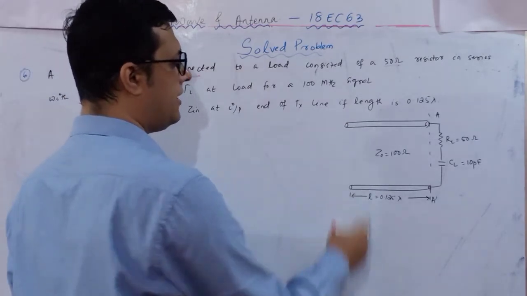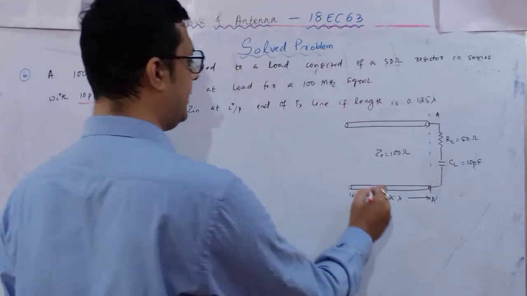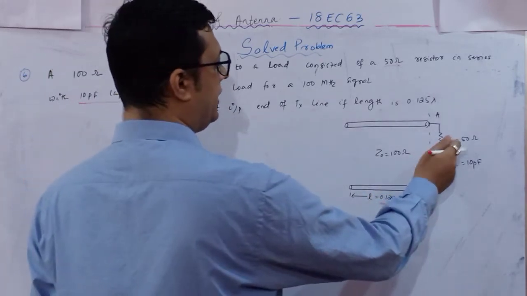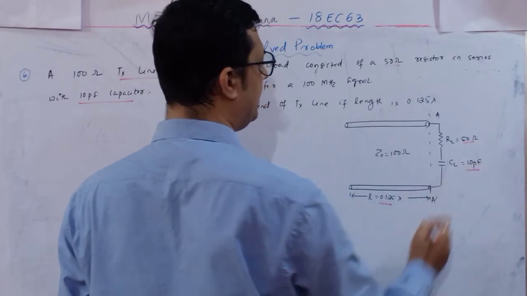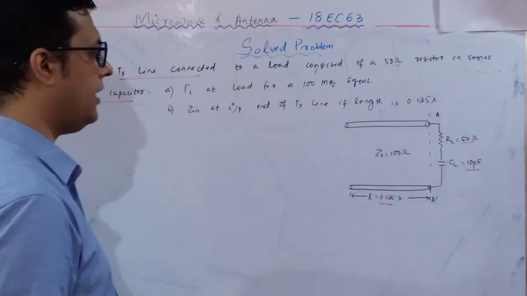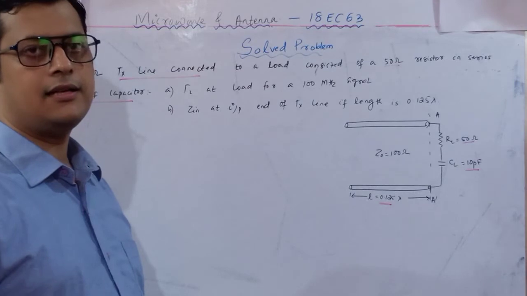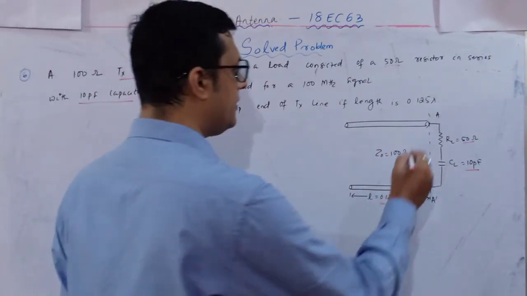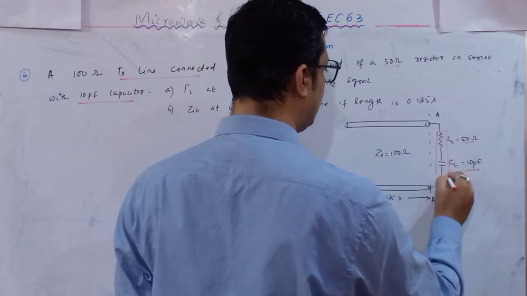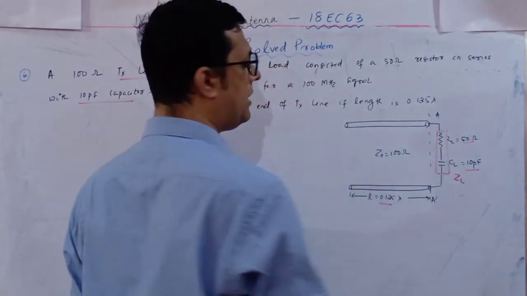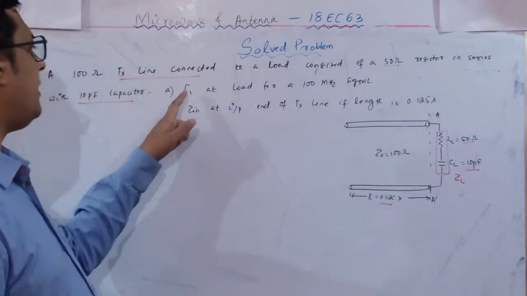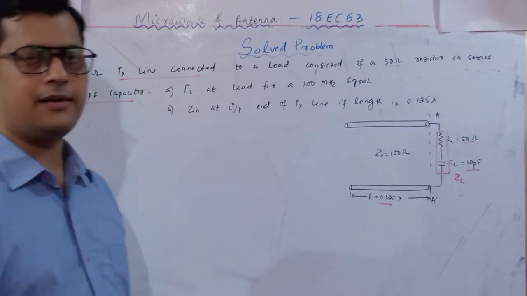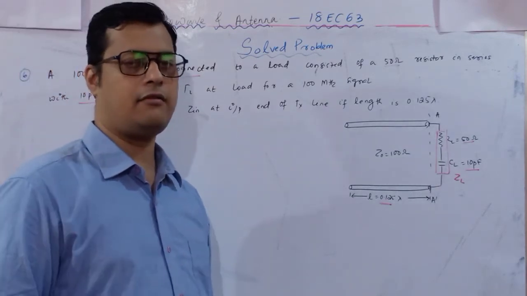This is the two-wire transmission line whose length is 0.125 lambda, and the load is RL is 50, CL is 10 picofarad, with characteristic impedance 100 ohm. Now here you have to represent this combination as ZL, then only can you calculate the other parameters, because the reflection coefficient at the load is ZL minus Z0 divided by ZL plus Z0. In that relation we have to substitute.